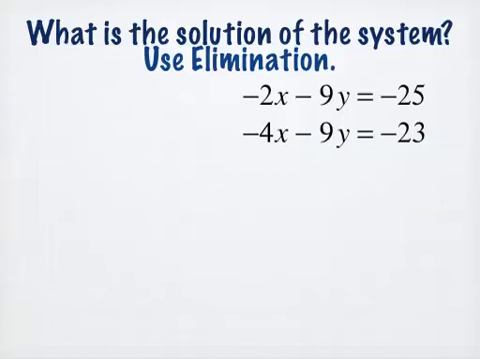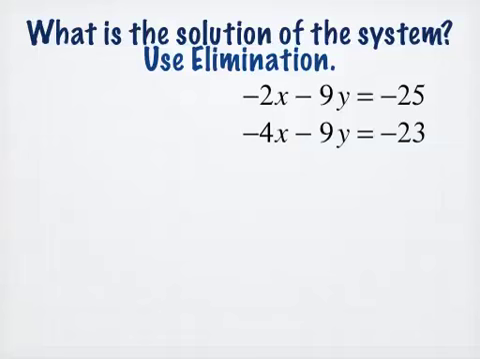The next example, again, we're asked to find the solution of the system using elimination. We have negative 2x minus 9y equals negative 25, and negative 4x minus 9y equals negative 23. Sometimes we will be able to eliminate our x first, but in this case we can eliminate our 9y's first because both of them are negative 9y's.